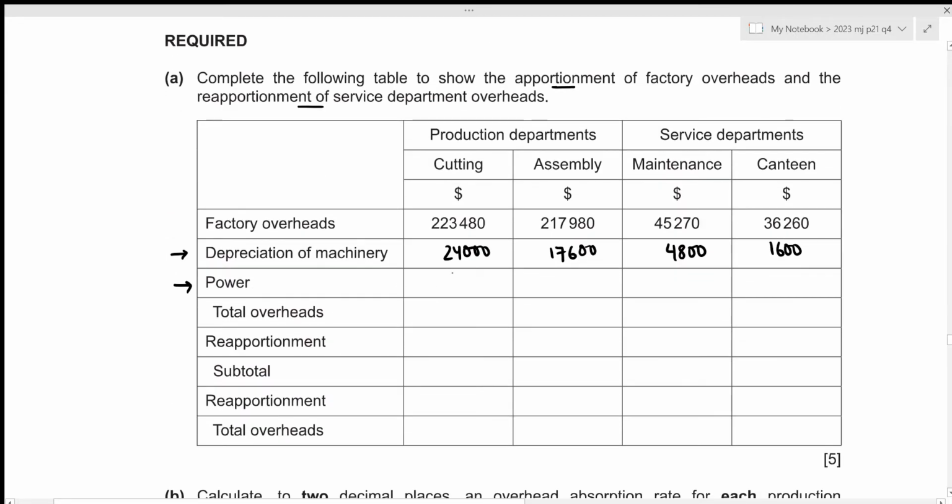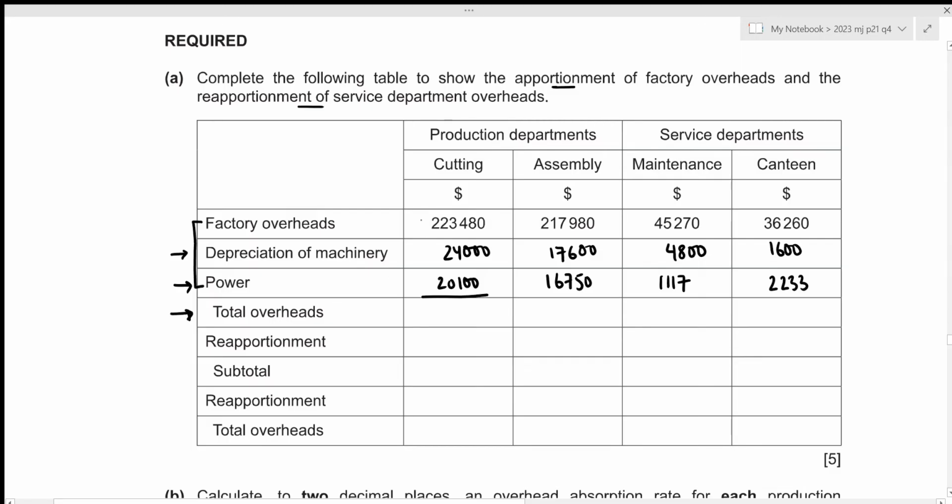So for power, for cutting department, we figured it out to be 20,100. For assembly, it was 16,750. For maintenance, it was 1,117. And for canteen, it was 2,233. Now we need to figure out the total overheads. And total overheads is just going to be the sum of factory overheads, depreciation of machinery, and power.